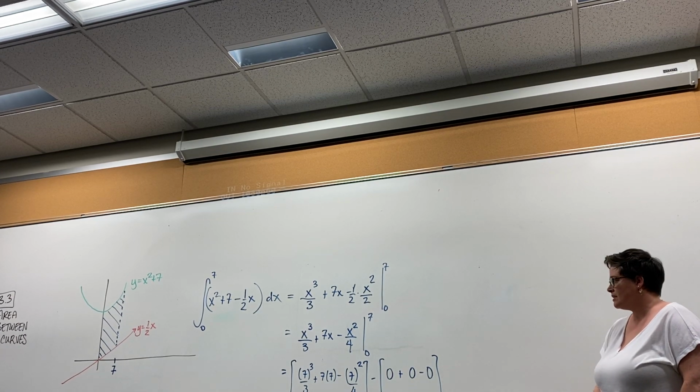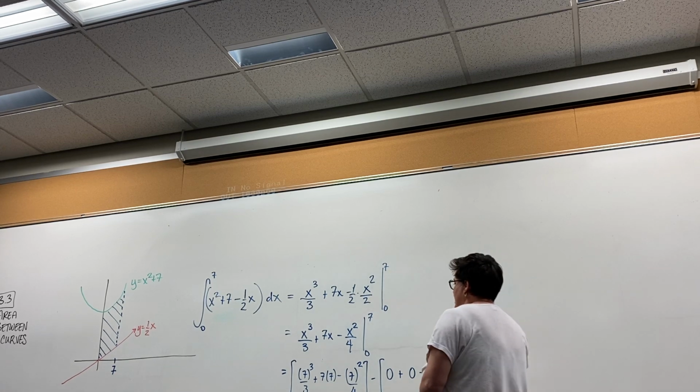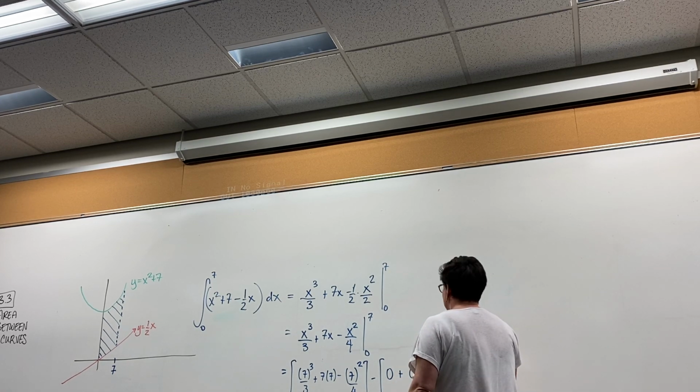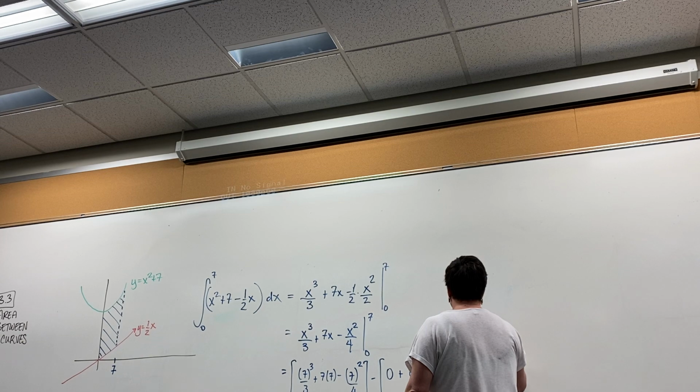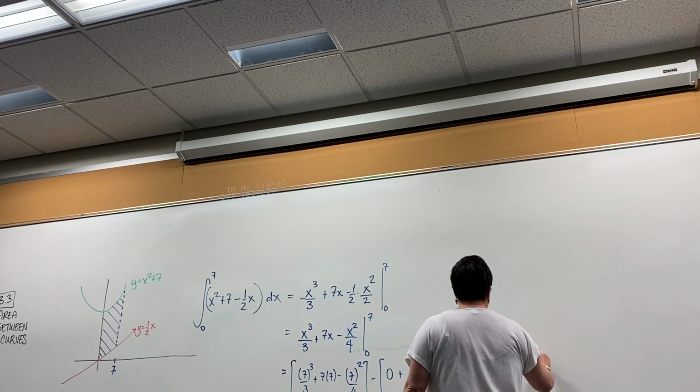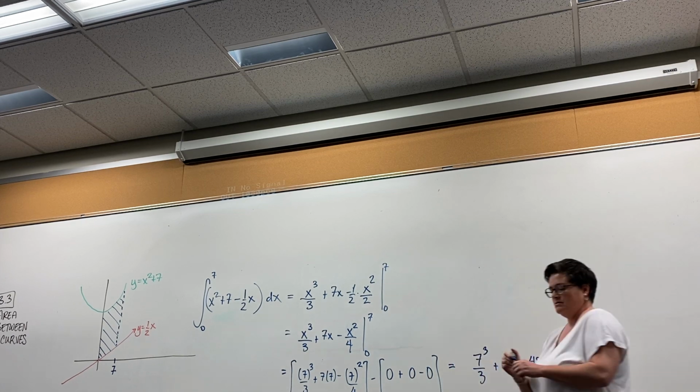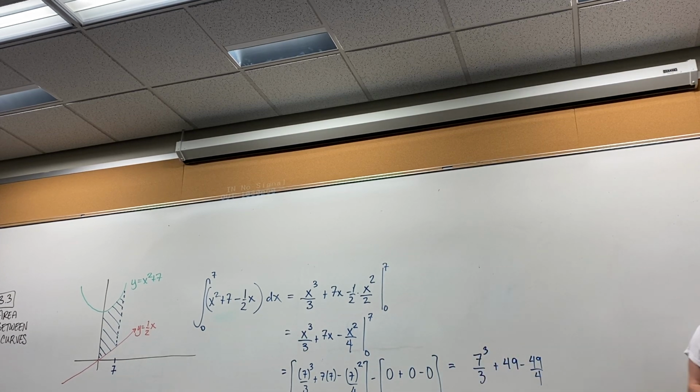So now we can do a lot of this in our head. Let's make it just a little bit simpler. We've got 7 cubed over 3 plus 49 minus 49 over 4. Right? So what's your answer?